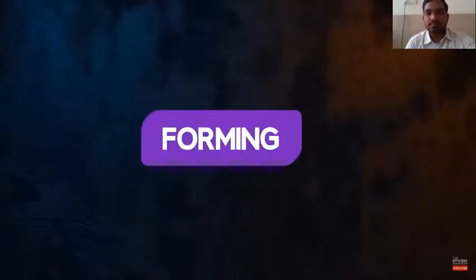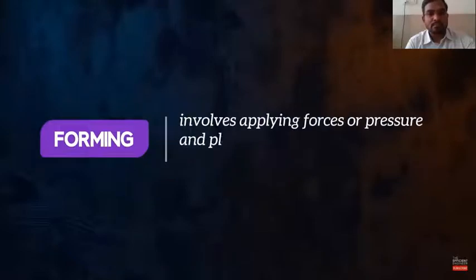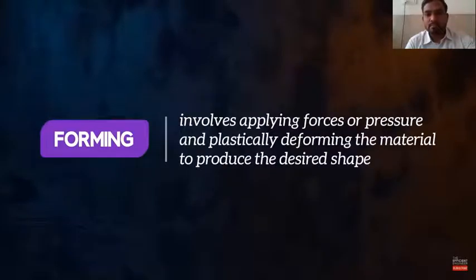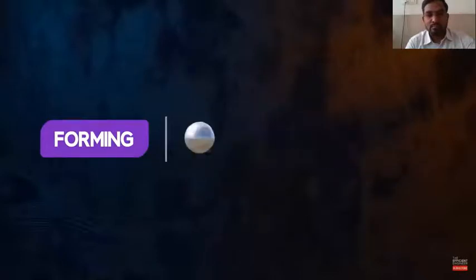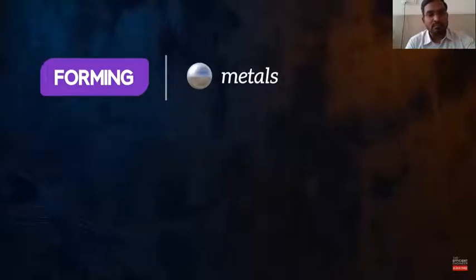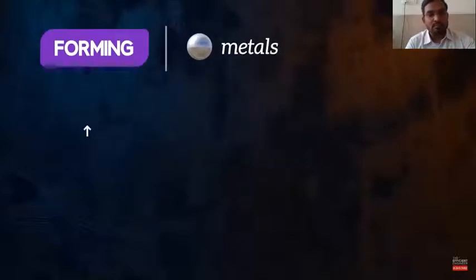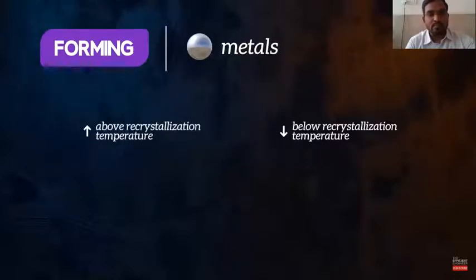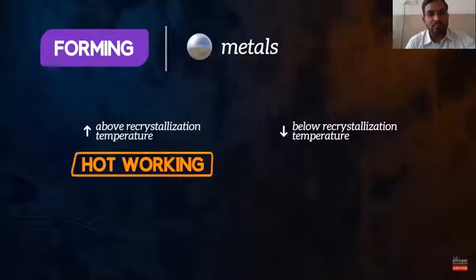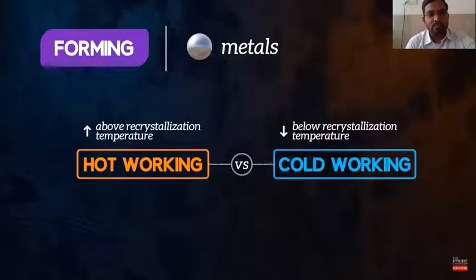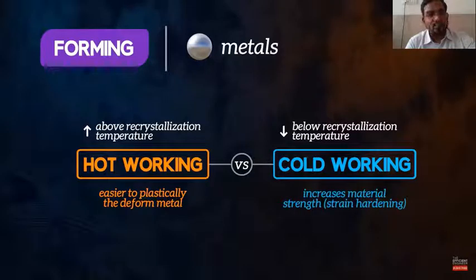Forming involves applying forces or pressure and plastically deforming the material to produce the desired shape. It is typically used for metals. Most forming processes can be done when the metal is either above or below its recrystallization temperature. This is known as hot or cold working. Hot working makes it easier to plastically deform the metal. But cold working causes strain hardening, which increases the strength of the material.